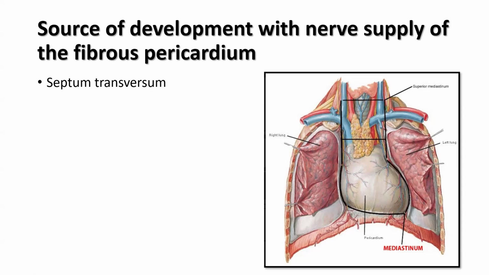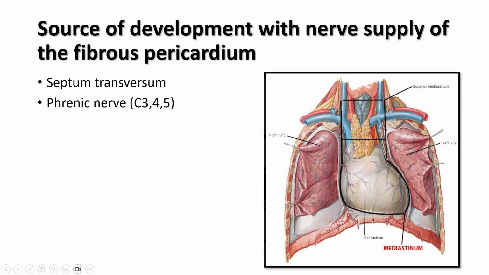And the nerve of septum transversum is the phrenic nerve. That's why diaphragm and fibrous pericardium both are supplied by the phrenic nerve. So the source of development of fibrous pericardium is the septum transversum, and the nerve supply is the phrenic nerve.